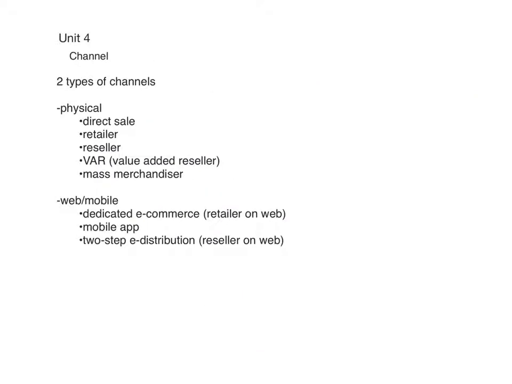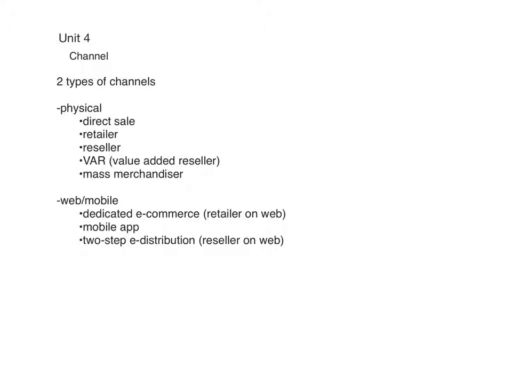Unit 4 has less information than Unit 3. There are just two types of channels, the physical channels and the web channel. There are 5 categories in the physical channels: the direct sale, retailer, reseller, VAR, and the mass merchandiser.